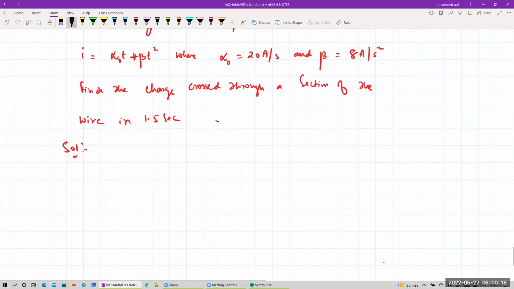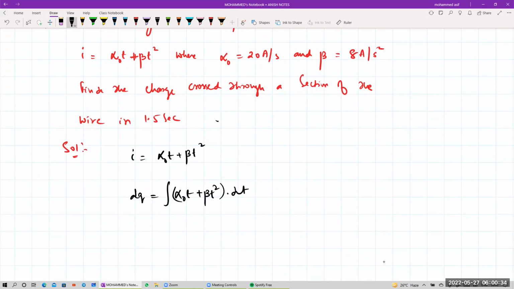What is given for me right now? Current. So what is the value of current? I is equal to alpha naught t plus beta t square. I need the charge. So dq is equal to the integral of alpha naught t plus beta t square into dt. Limits will be from where to where? 0 to 1.5 seconds. Integral of dq is nothing but q.